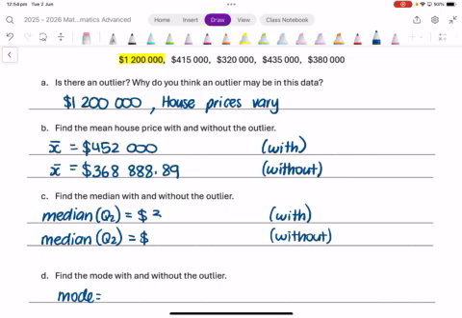So 385,000 when it's with is the median, and 380,000 is without. What's the mode with and without the outlier? It doesn't change? 320. Yeah. Great job.